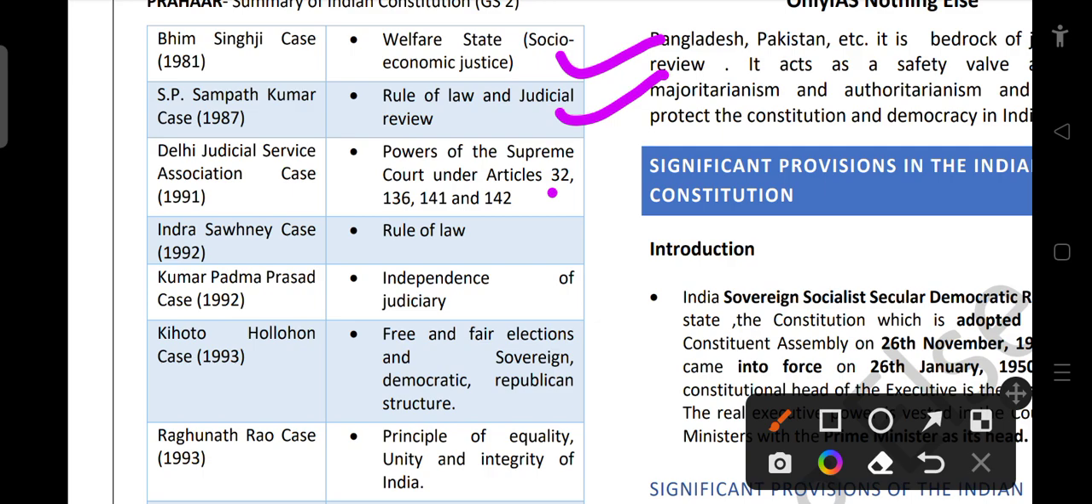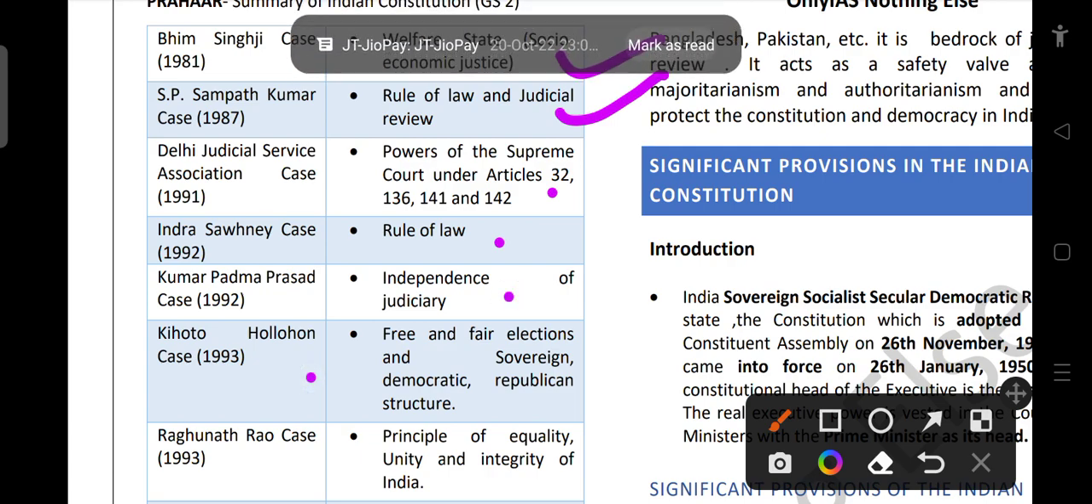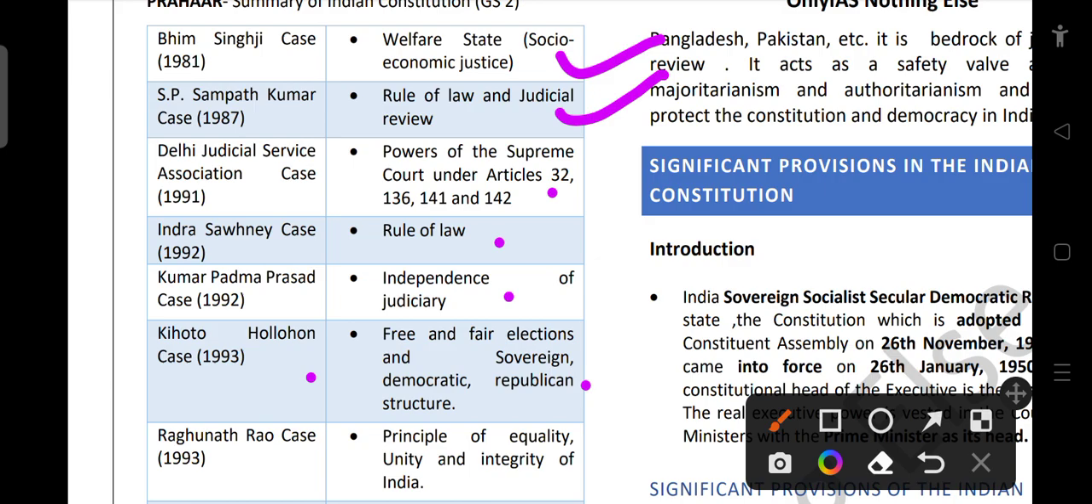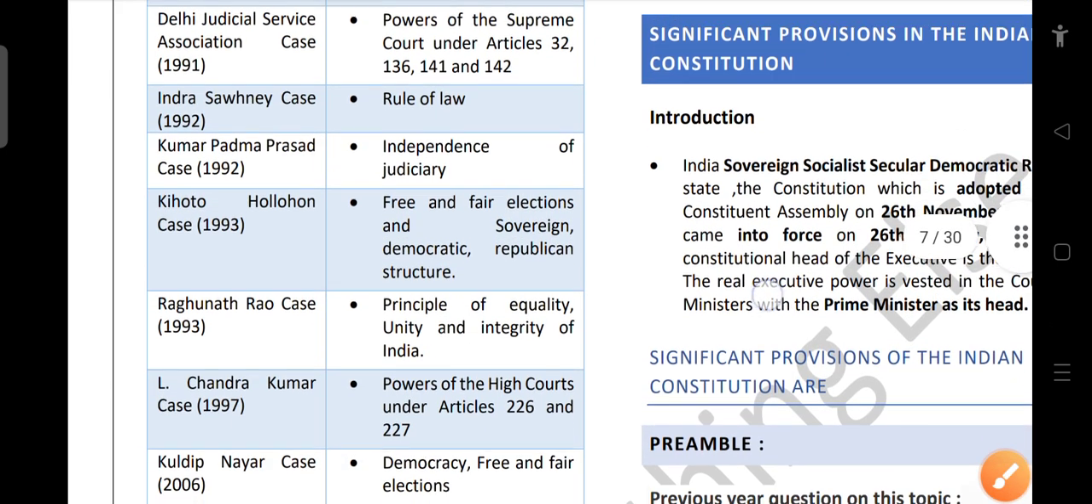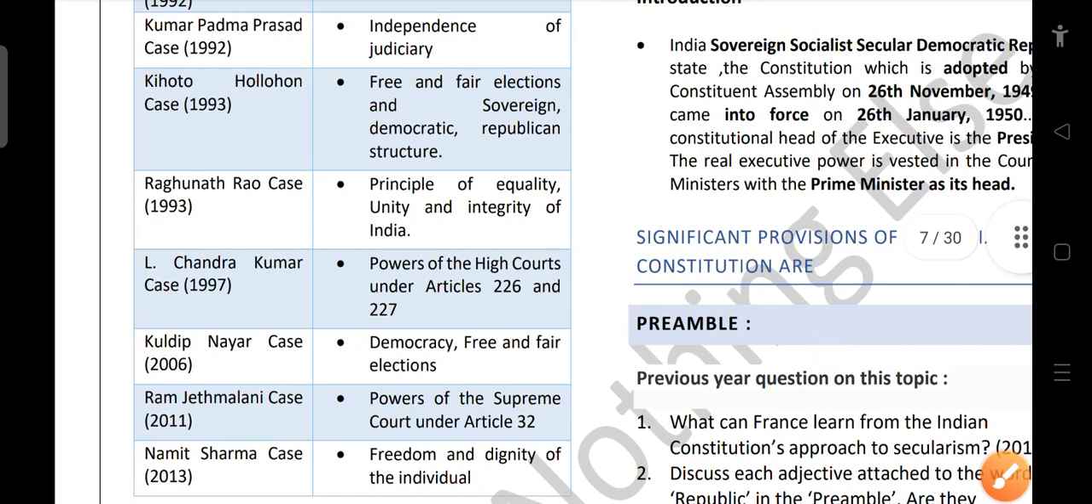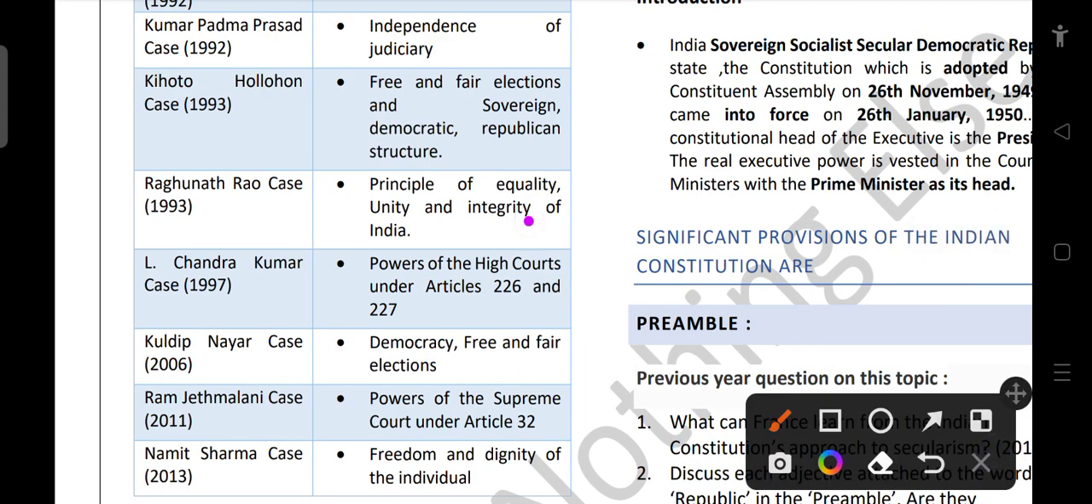Then Indra Sawhney case, it said rule of law is a basic structure. Then Kumar Padma Prasad case, 1992, independence of judiciary. Then Kihoto Hollohan case, 1993, free and fair election and sovereign democratic republic structure. All these are basic structure. Then Raghunath Rao case, principle of equality, unity, integrity of India.